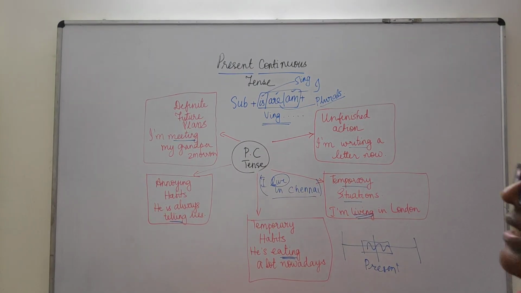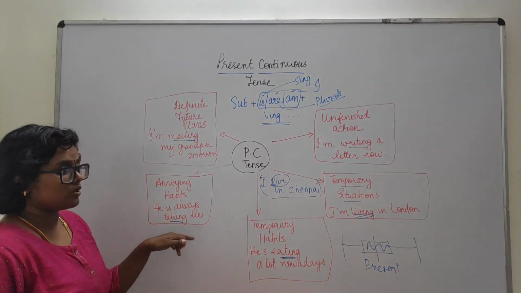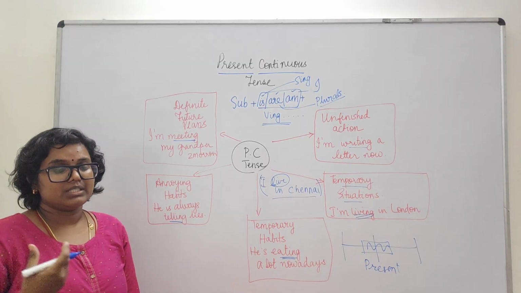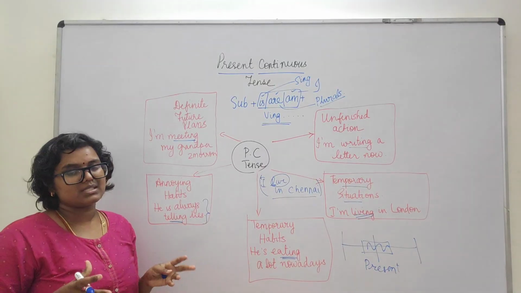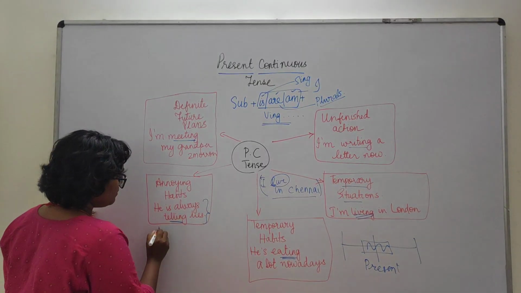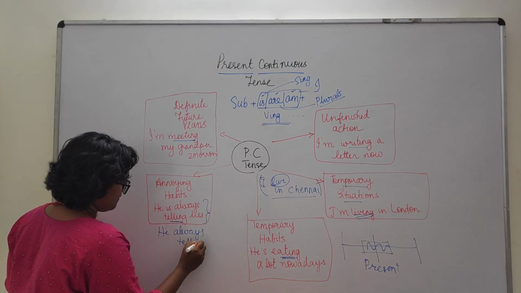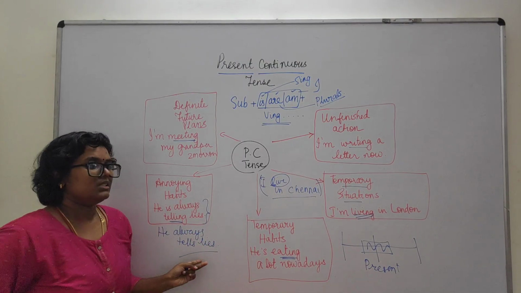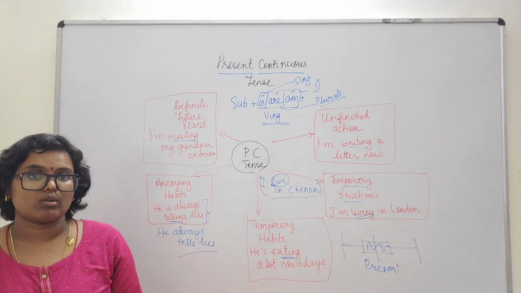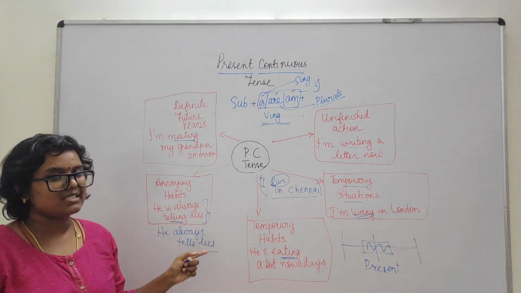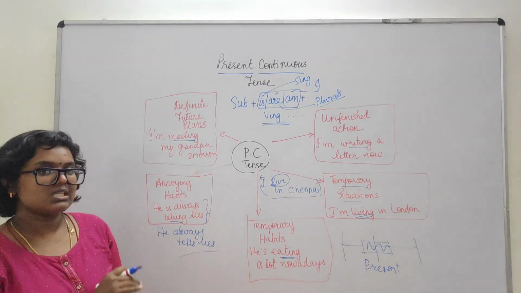Next one, annoying habits, where we use the present continuous tense. For example, he is always telling lies. It actually shows that you are to some extent annoyed with what he is doing. He always tells lies, this sort of shows an acceptance. You've accepted the fact that he always tells lies. But he is always telling lies, it to some extent shows that you are annoyed or angry with the way in which he is behaving.